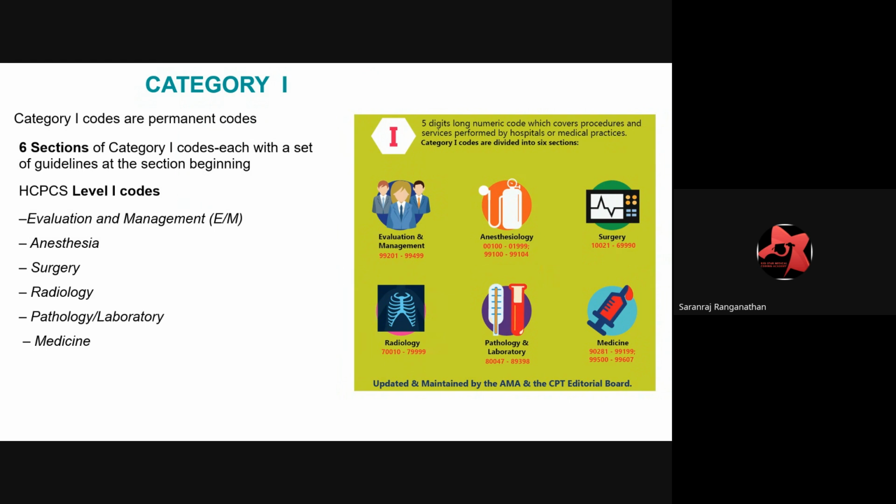So each subsection has a code range, where evaluation and management always starts with 99, whereas anesthesia always starts with 00. Only a few codes related to moderate sedation were provided in that 99 series. Again, it is also used for therapeutic purposes, which will come under the 99 series. Then we have surgery, 10,000 series to 69,000 series. Then radiology. In radiology, again, we have three different sections. One is diagnostic radiology, then interventional radiology, then it goes to oncological radiology.